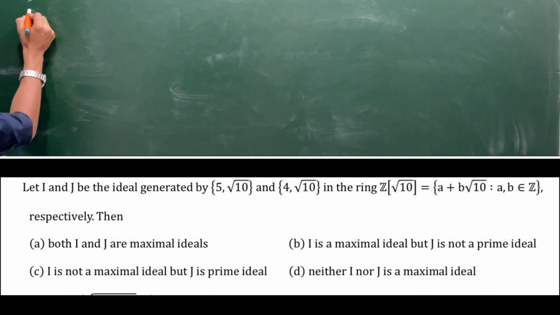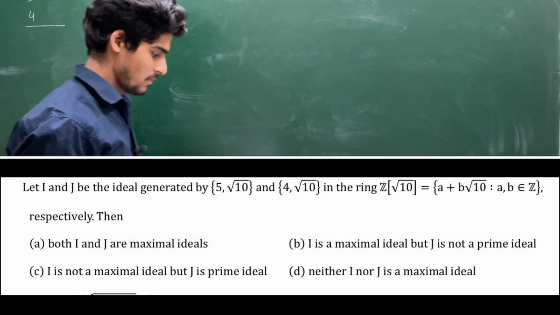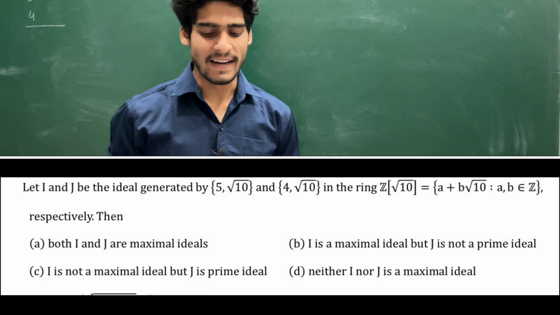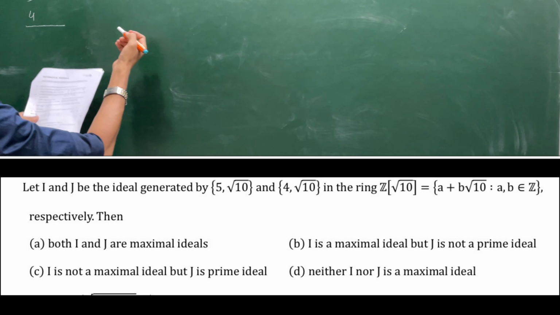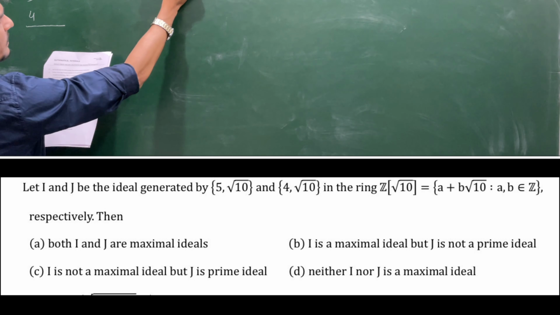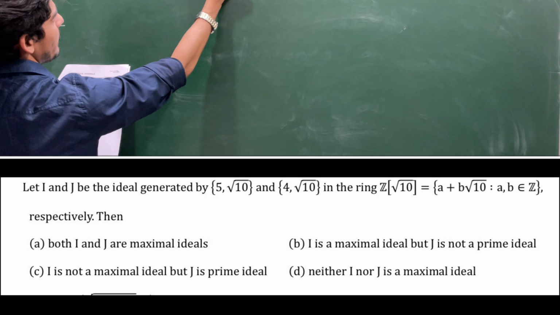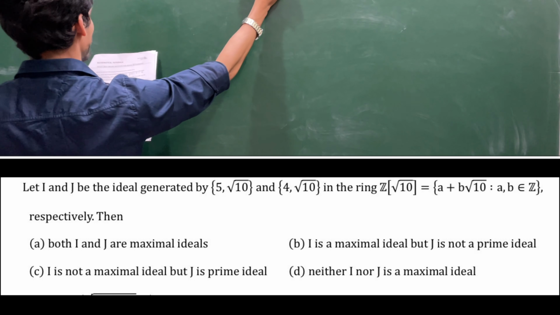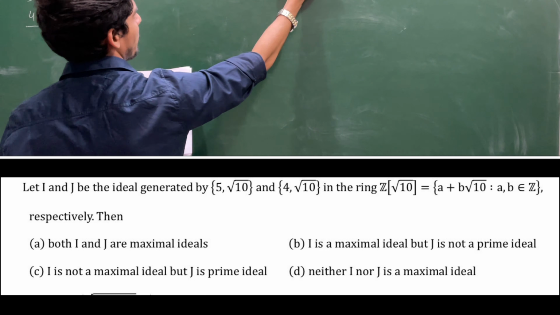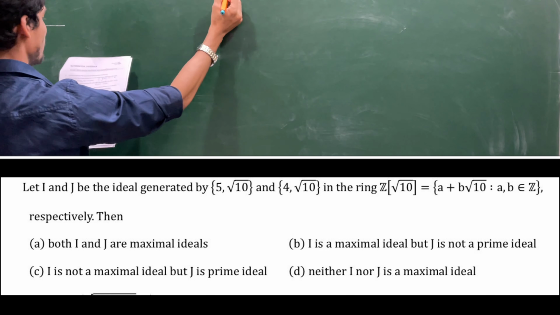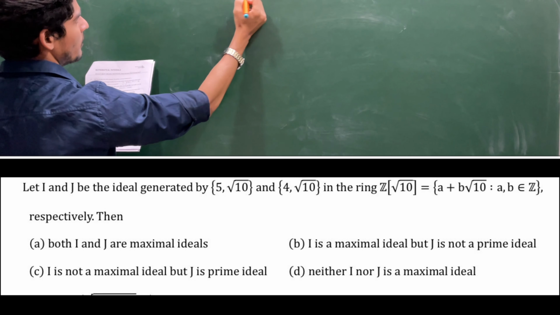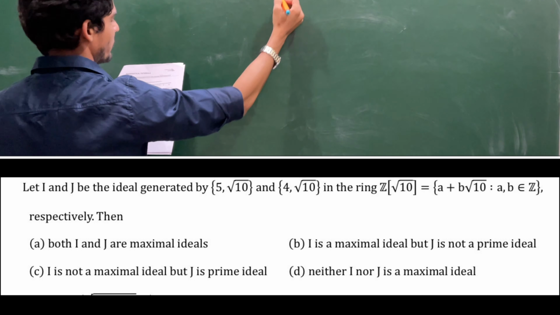Let's come to question number 4. Let I and J be ideals. This is a nice question for me. Hope it is nice for you also. I is generated by 5 comma square root of 10, and J is generated by 4 comma square root of 10.